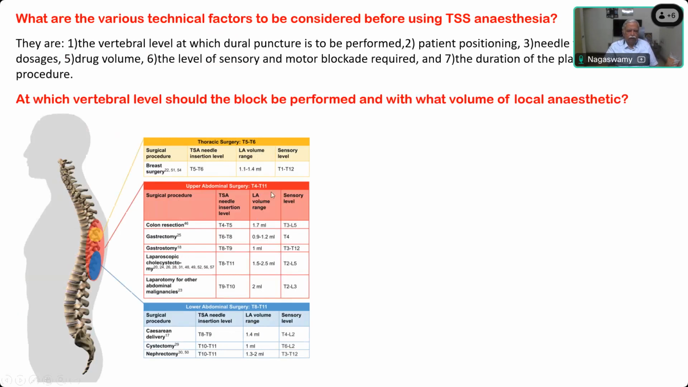And that volume will take care of the upper segments only. So the lower segments are not blocked. So the patient may have a good range of motor power in the lower limbs. So that will maintain the hemodynamic stability.